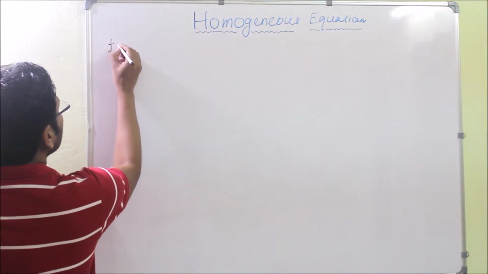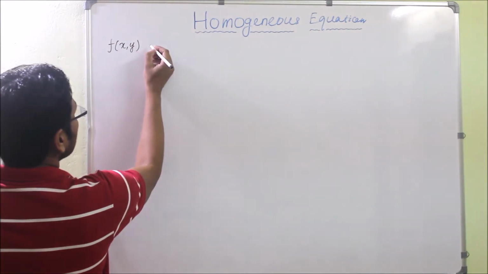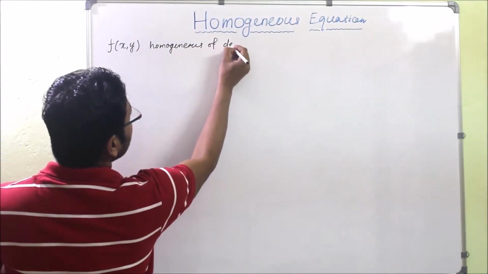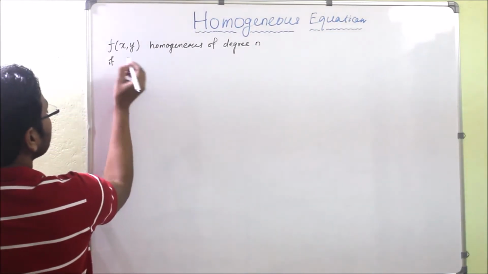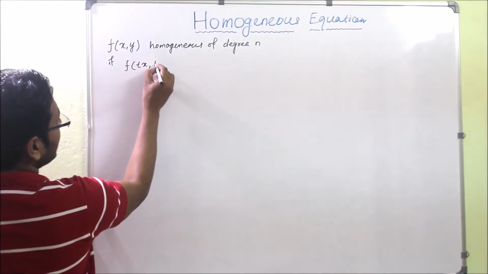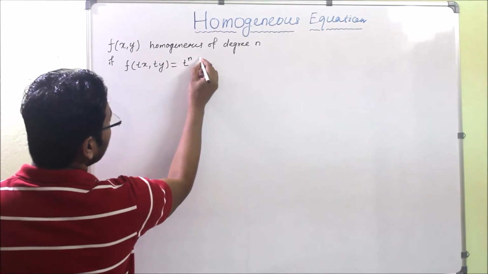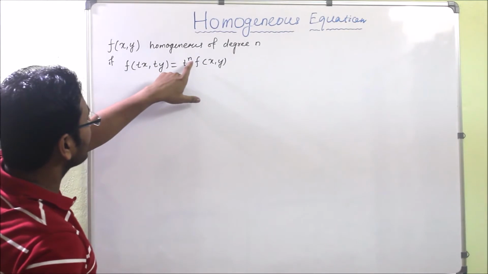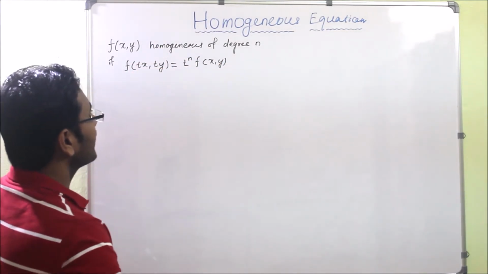If we have a function f of x, y, then it is said to be homogeneous of degree n if we can write f of tx comma ty equal to t to the power n f of x y, and due to this power n we can say that it is homogeneous of degree n.